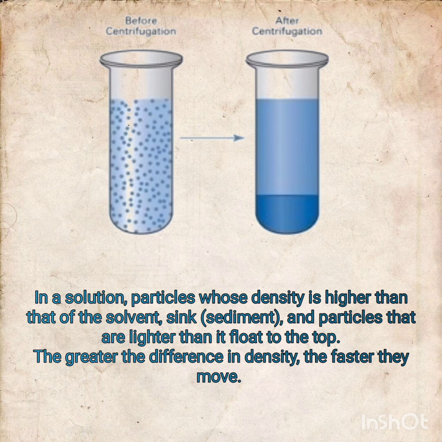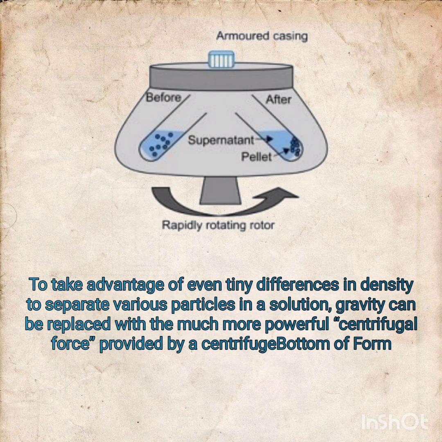So here is the influence of density on centrifugation. If the density of the particle is higher than that of the solvent, meaning any solution or any liquid, then the particles sediment or sink at the bottom of the solution. And if the density is lower than that of the solvent, the particles float at the top of the solution. So the greater the difference in density, the faster they move. Clear?